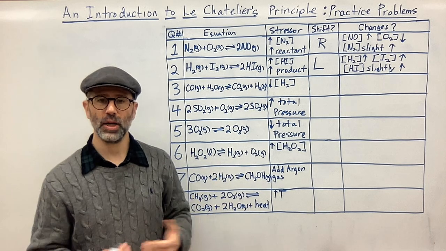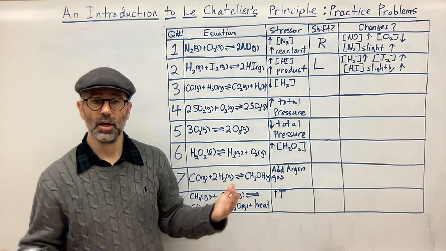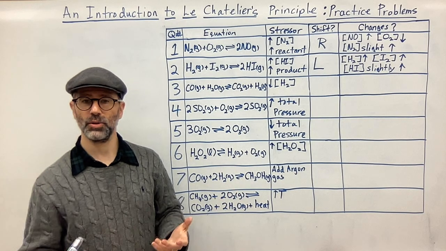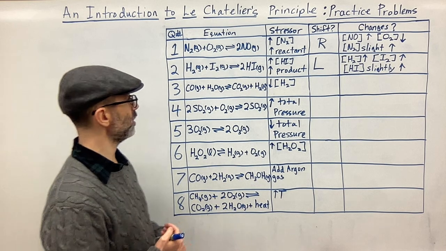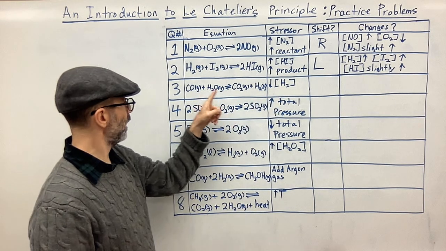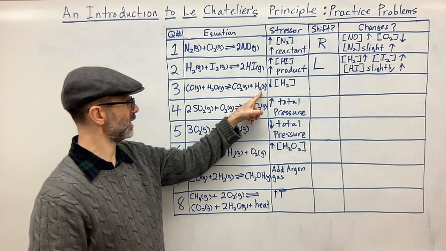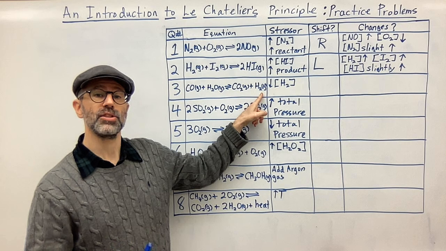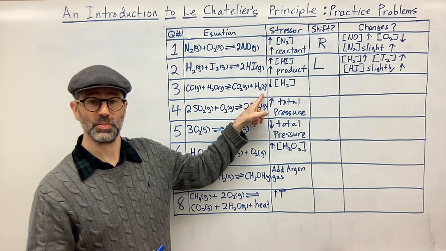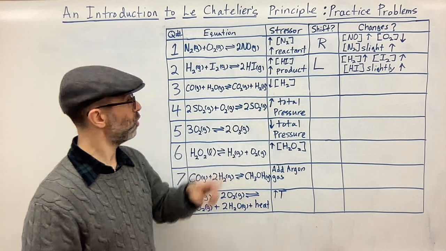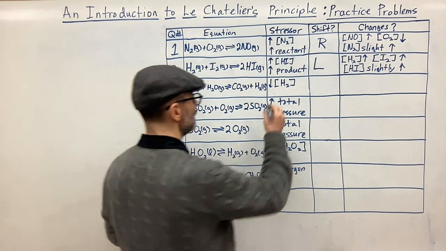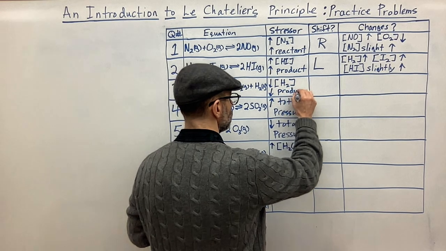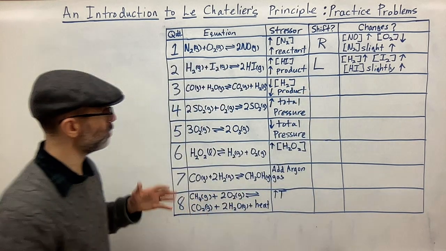So again, the question we want to ask ourselves is, what is the phase of H2? Is it a gas? Is it aqueous? Or is it liquid or solid? Okay, so here, H2 is a product and it's a gas, so it will affect the equilibrium. So Le Chatelier's principle is going to apply. So this is a product, so we are decreasing product.